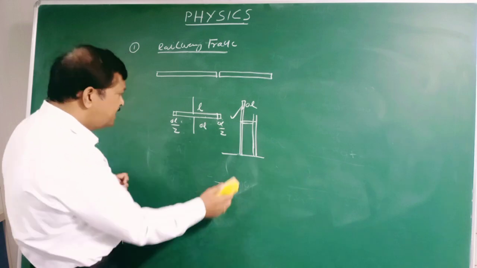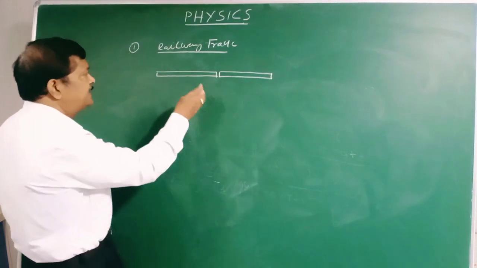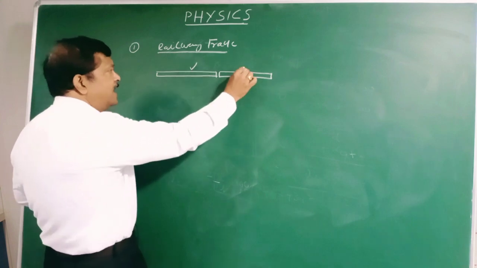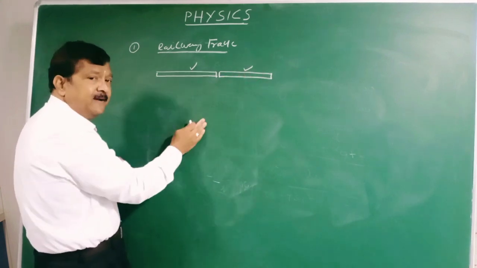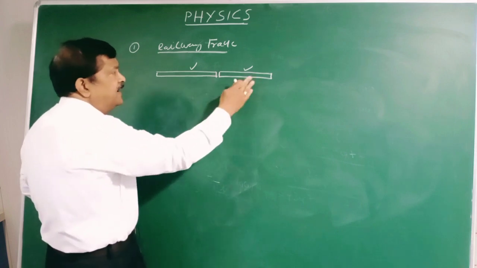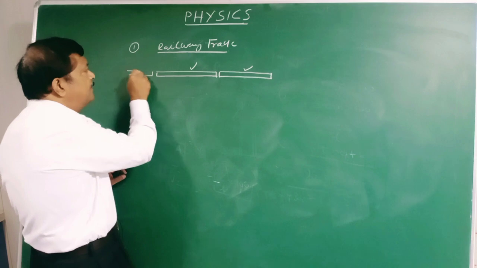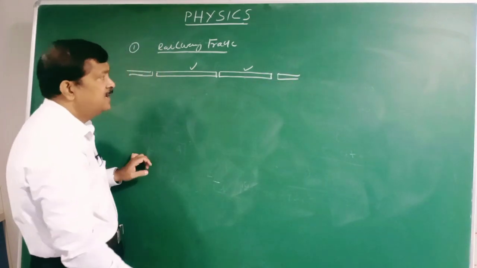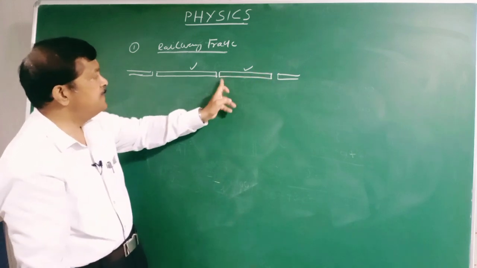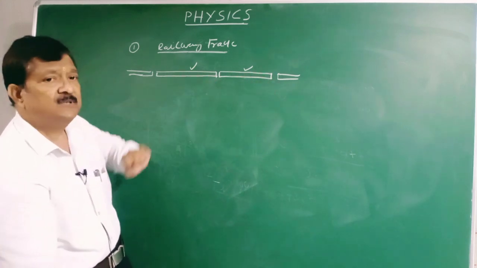Now, considering this idea, when you take the railway track like this, this rail will expand and this rail will also expand. Both of them will expand. Because there will be a gap at the other end of this rail, and for the other rail also there will be a gap, this is free to expand in both directions. Similarly, this is also free to expand in both directions.